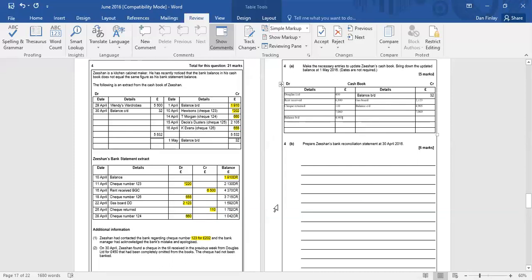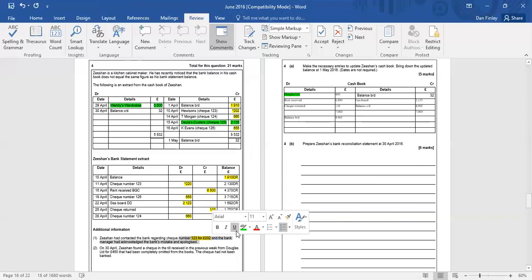£1,042 there. So the next thing I do is I identify from the cash book what hasn't been put in the bank statement. So I'll use a different colour highlighter here. I've got Wendy's wardrobes. I've got Douglas Limited. The rent is in there now. The gas board's in, so it's just over here as well. So I've got those three things that I can reconcile to hopefully get the two numbers to agree along with that error. So I'm going to highlight this in green as well.